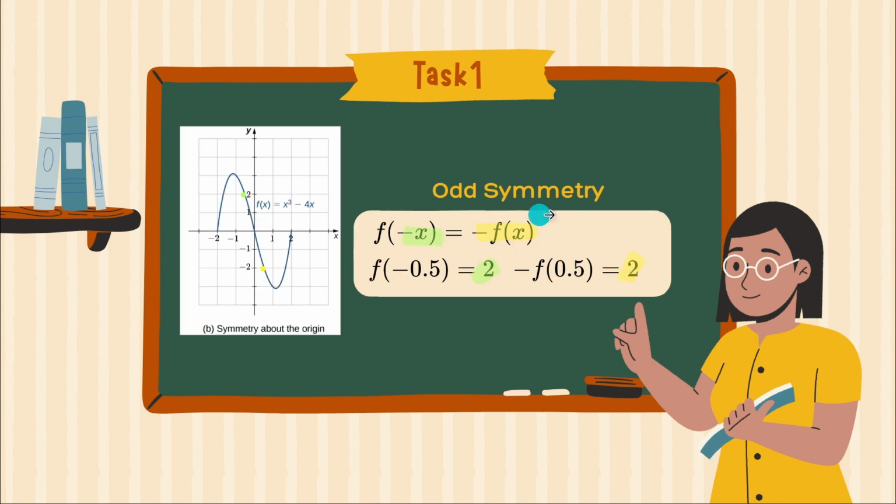For a function that has odd symmetry, it should be true that f of negative x is equal to negative f of x. So for that, f of negative 0.5, which is 2, would be equal to negative f of x. So f of x is 0.5. So f of 0.5 would be negative 2. And so the negative of negative 2 gives you positive 2. And so they're both equal to each other.